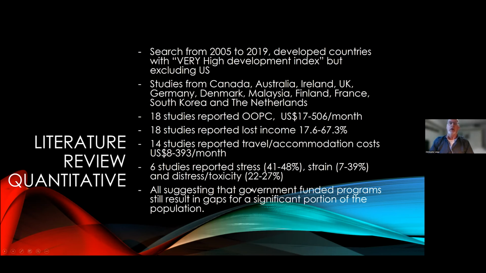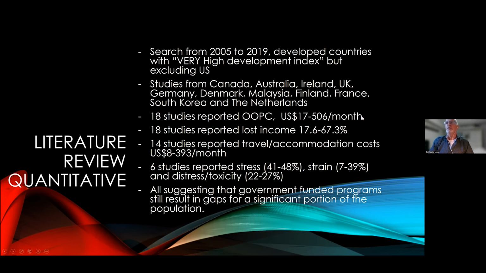But also there's less public funding. There's public funding in the US system, but it isn't the dominant funding source, the private is. And so we really thought the US is a little bit of a different animal. So we really wanted to look at developed countries where it was predominantly a publicly funded system. So we ended up with studies from Canada, Australia, Ireland, the UK, Germany, Denmark, Malaysia, Finland, France, South Korea, and the Netherlands.